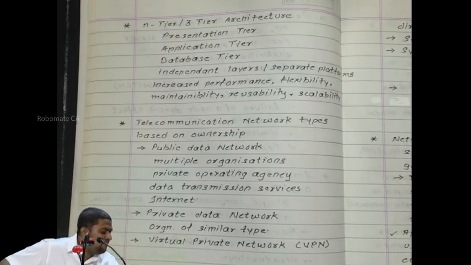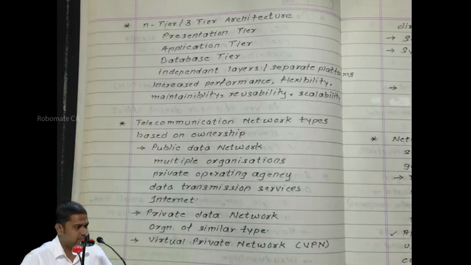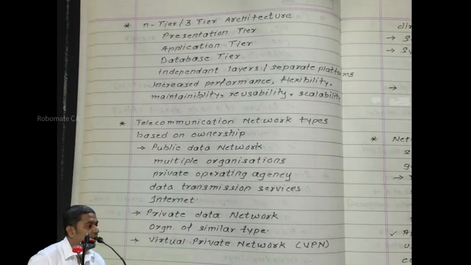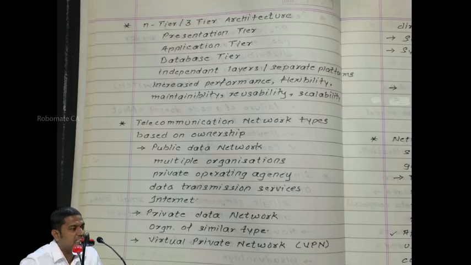In case of a private data network also, some organizations have to come together. But in this case, the organizations' nature would be similar to each other. Say for example, all the pharmaceutical companies are coming together. We have, say, Ranbaxy, then Glenmark, maybe Pfizer, Dr. Reddy's, Glaxo. So all these companies are coming together. When they come together, they can share information with each other.